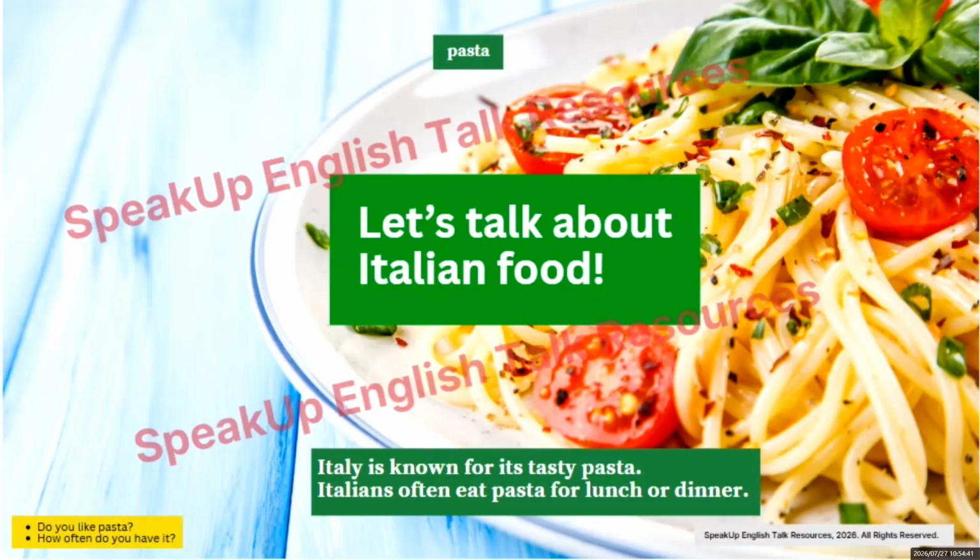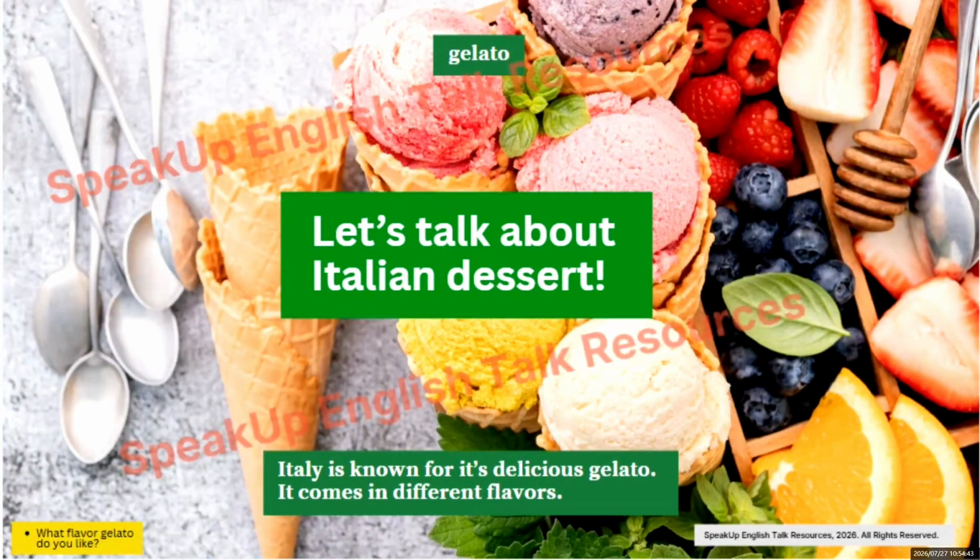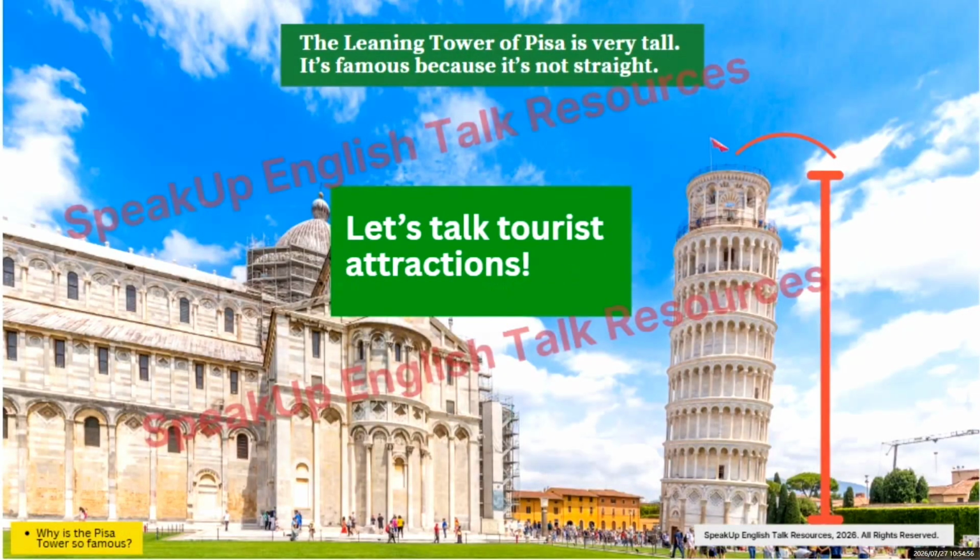And then I talk about gelato, right? Ask them, like, what is your favorite gelato? What flavor do you like? Okay, and I tell them I like ice cream and I like chocolate gelato. What about you? And then after that, I talk about the famous attractions and the famous landmarks.